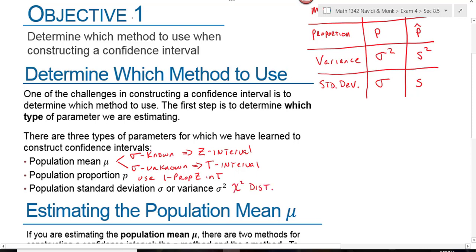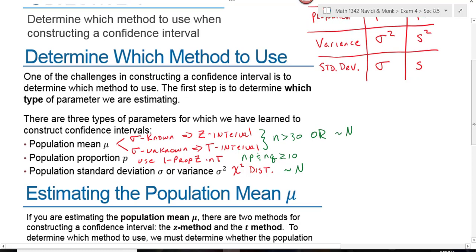In order to use either the z or the t interval, we have to know that either our sample size is bigger than 30 or our original population is normally distributed. In order to use the 1 prop z interval, we have to know that n times p and n times q are greater than or equal to 10. And for the chi-squared distribution, we have to know beyond the shadow of a doubt that our data come from a normally distributed population.